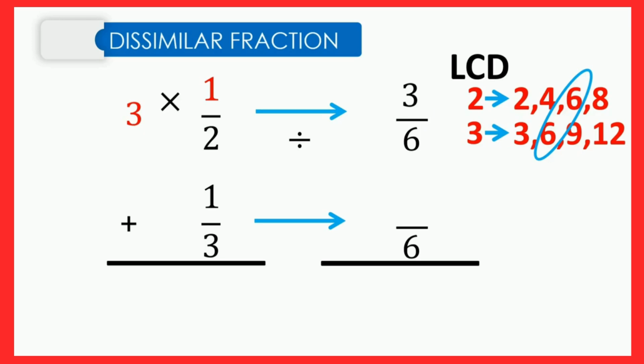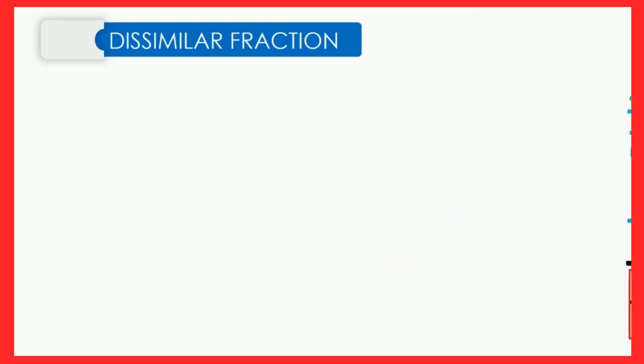Let's proceed with the second fraction. Again, to determine the numerator, we divide 6 by 3. And the answer to that is 2. We then multiply 2 to 1. And the answer to that is 2. Now that our new fractions are similar, we can then start adding them. To add similar fractions, we simply add the numerators and copy the denominator. So first, add the numerators. 3 plus 2 is 5. Last, we copy the denominator. In this case, it's 6. So the final answer is 5 over 6.